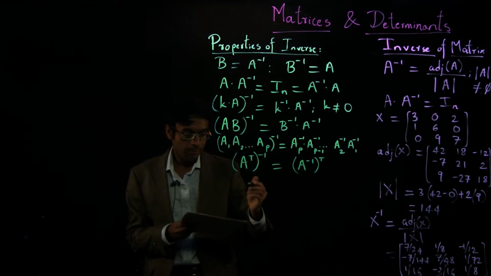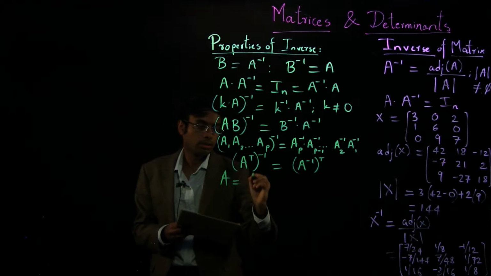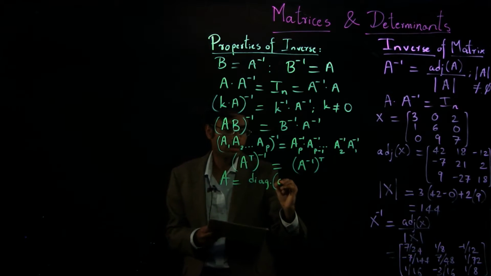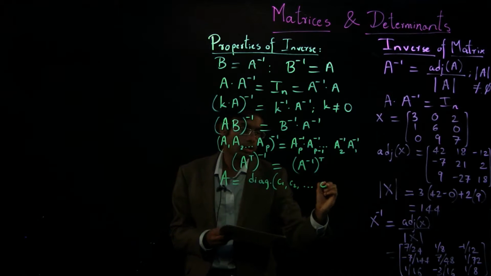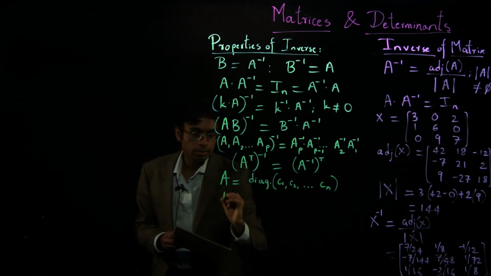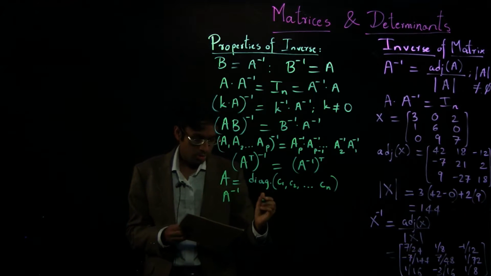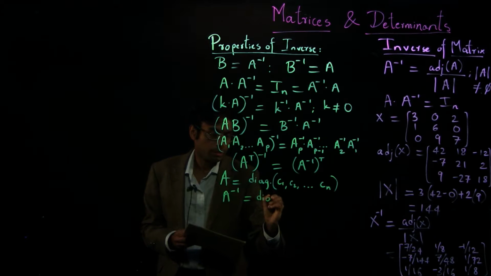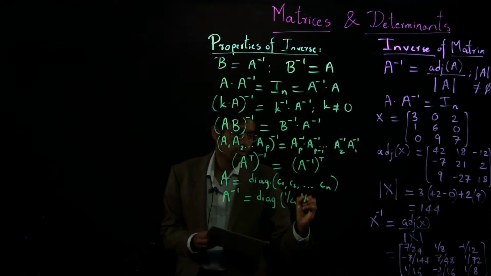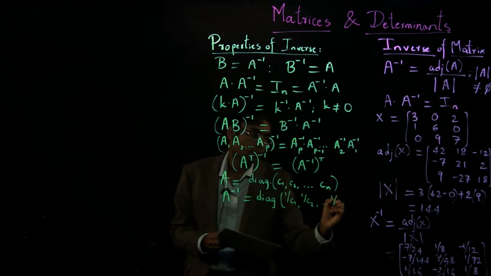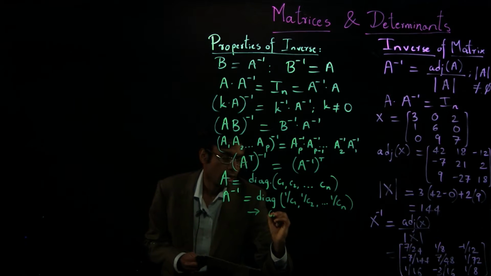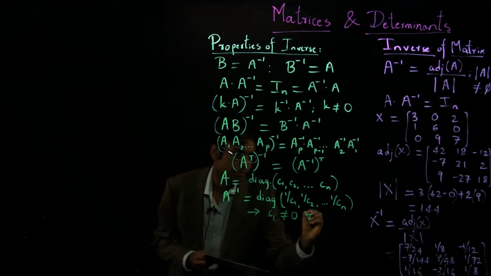Now if you have a diagonal matrix, so if A is a diagonal matrix, which basically means only the diagonal elements are non-zero, let's say C1, C2, Cn, and all the non-diagonal elements are 0, then A inverse is a diagonal matrix again, which consists of 1 over C1, 1 over C2, all the way to 1 over Cn, provided Ci not equals 0 for all i.